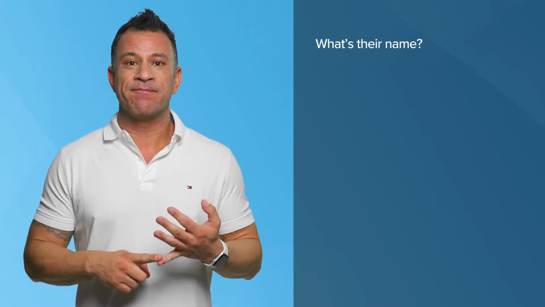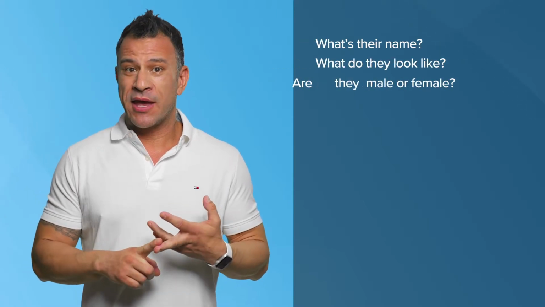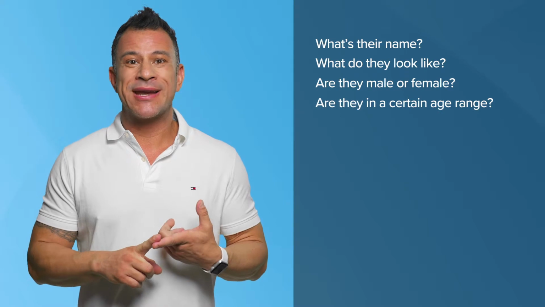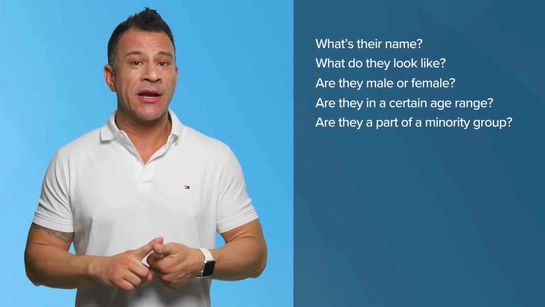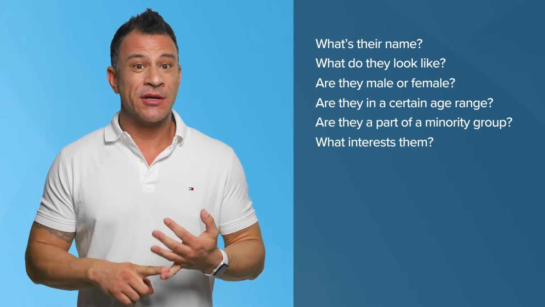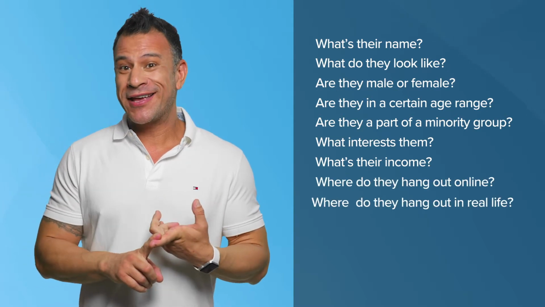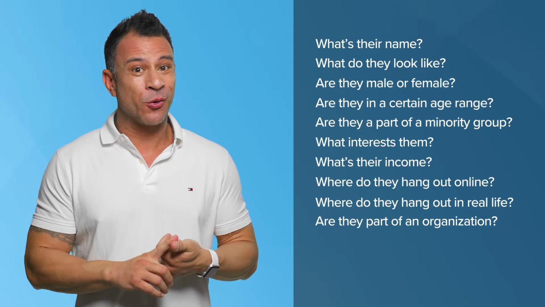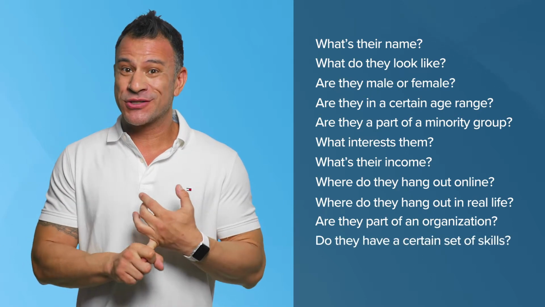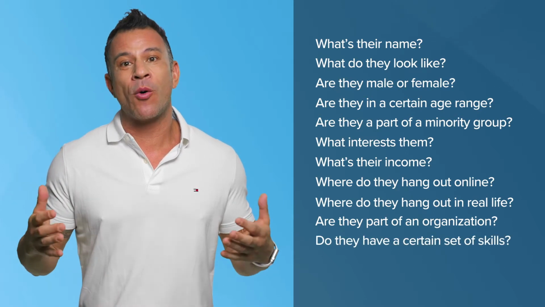Now, when we build out user personas, some of what we define is the following. What is the person's name? What do they look like? Are they male or female? Are they in a certain age range? Are they part of some minority group? What interests them? Do they make a certain amount of money? Where do they hang out online? Where do they hang out in the real world? Are they part of any organizations? Do they have any special skills or talents? I mean, this list could go on, but I think you get the idea.